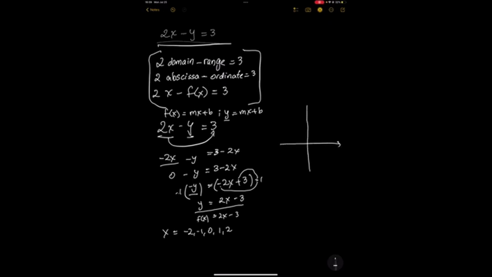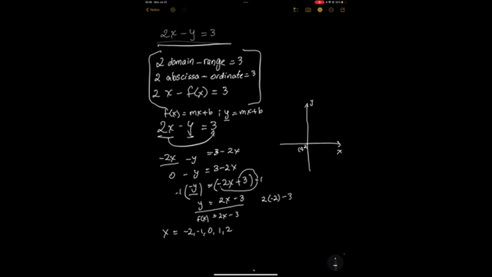Here, this is the x-axis. This is the y-axis. This is the origin right here, 0, 0. When x is equal to negative 2, what do we get? Well, we get 2 times negative 2 minus 3.